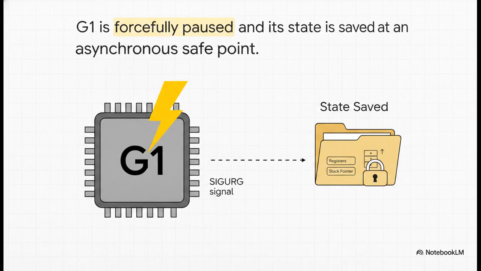The immediate impact of that SIGURG signal is absolute. G1 is forcefully paused right in its tracks. Its current state, meaning its registers, its stack pointer, its program counter, the whole shebang, is safely saved away at what the runtime calls an asynchronous safe point. The villain has been caught. That greedy infinite loop is finally suspended, and the CPU is instantly freed up for other work.